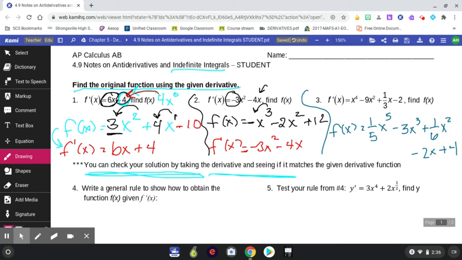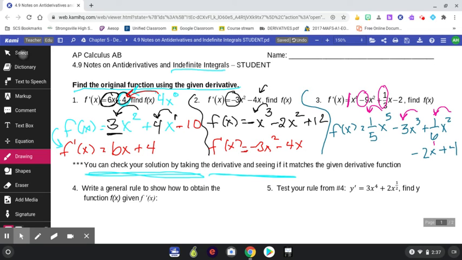And I can always go back and check, right? I can say, well, did I do this right? I hope so. If I do 5 times 1/5, I get this coefficient of 1. Subtract 1 from the exponent. 3 times -3, I get the coefficient of -9. Subtract 1 from the exponent. This was the tricky one. 2 times 1/6 is 1/3. Subtract 1 from the exponent. 1 times 2 is -2, and then whatever my constant is.